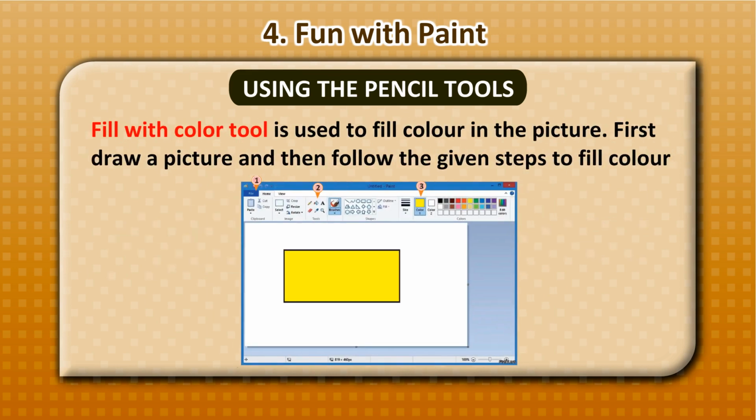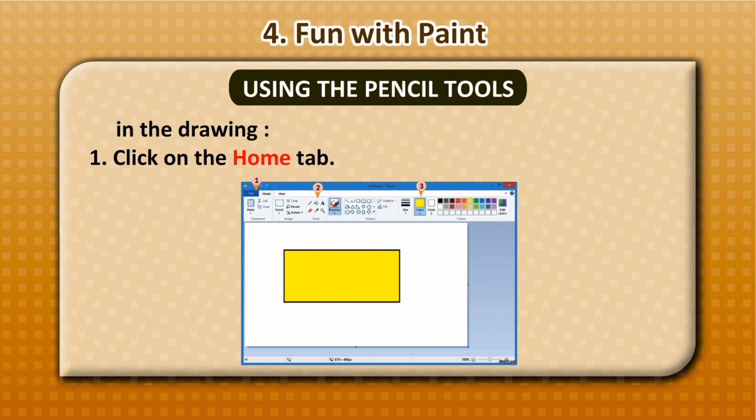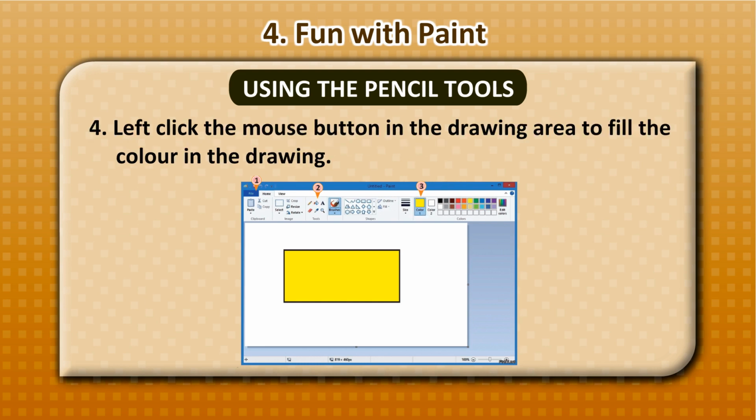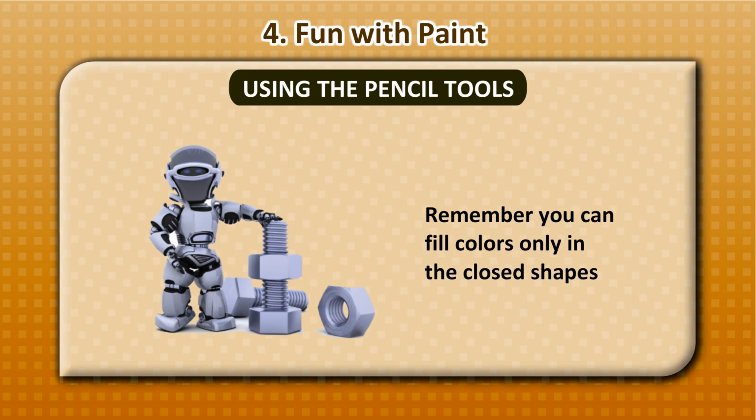Fill with Color tool is used to fill color in the picture. First draw a picture and then follow the given steps to fill color in the drawing. 1. Click on the Home tab. 2. Click on the Fill with Color tool. 3. Click on a color in the color palette. 4. Left click the mouse button in the drawing area to fill the color in the drawing. Remember, you can fill colors only in closed shapes.